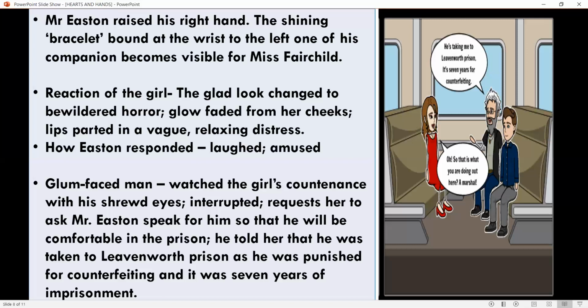She's very happy to know that Mr. Easton is a marshal, because all this while she thought he was a criminal, right? Okay, now let's see how Mr. Easton reacts to this. He plays his role very well.